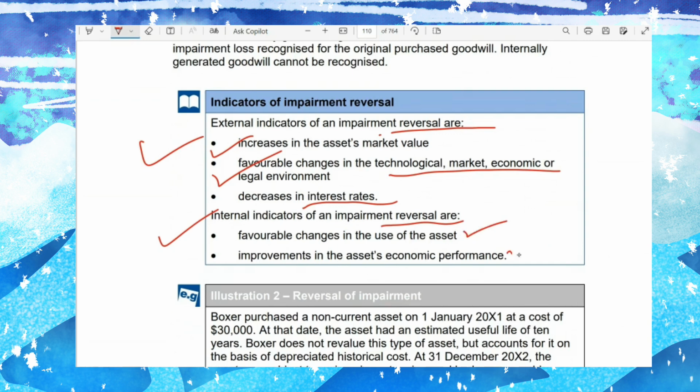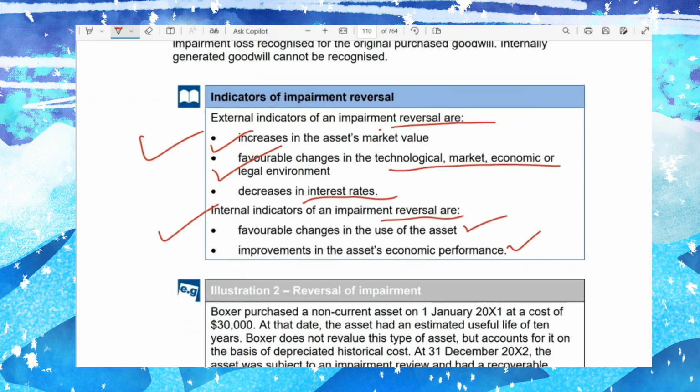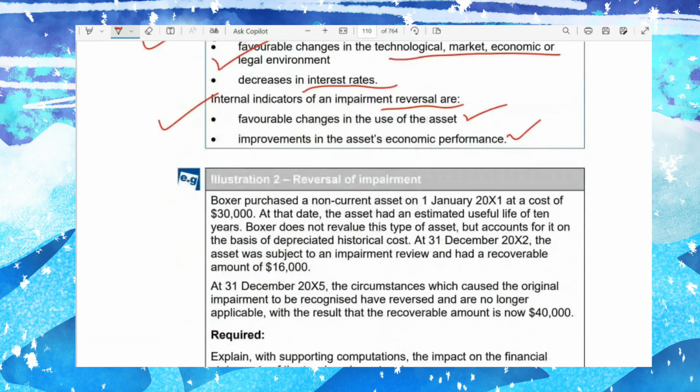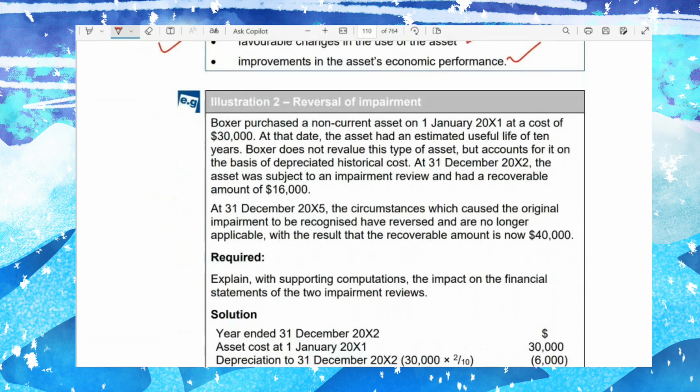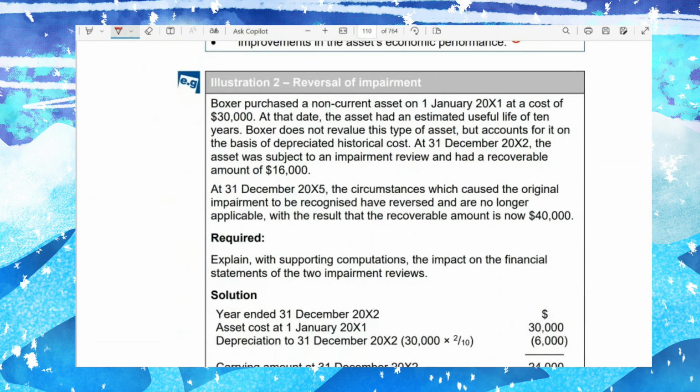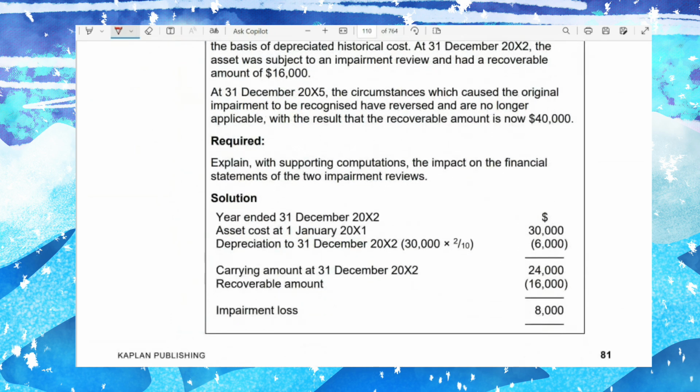Here they're saying, the illustration of reversal of impairment: a boxer purchases a non-current asset at a cost of 30,000 at the date of the asset, with an estimated useful life of 10 years. Ten years is the boxer's asset life. The entity does not revalue this type of asset, but accounts for it on the basis of depreciated historical cost.